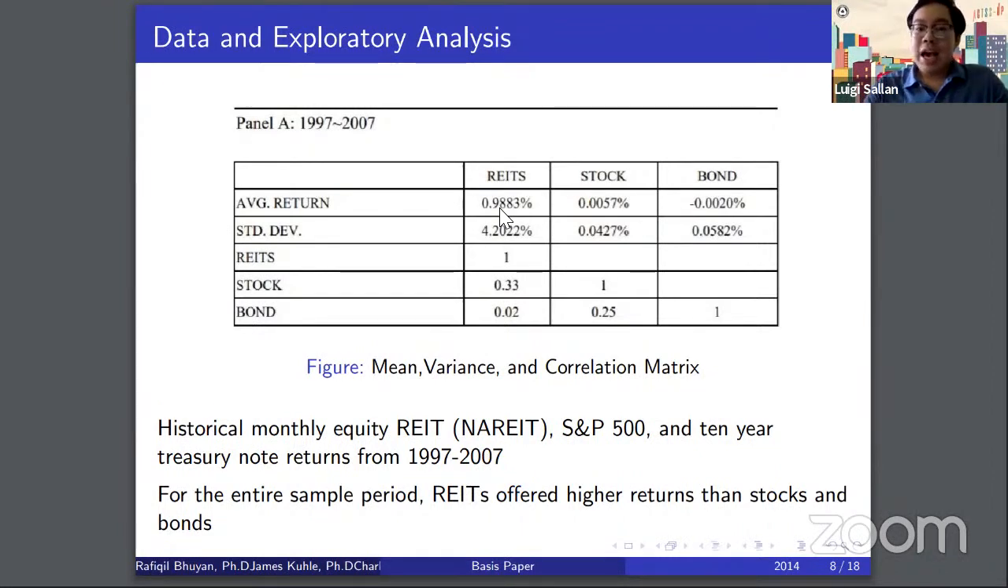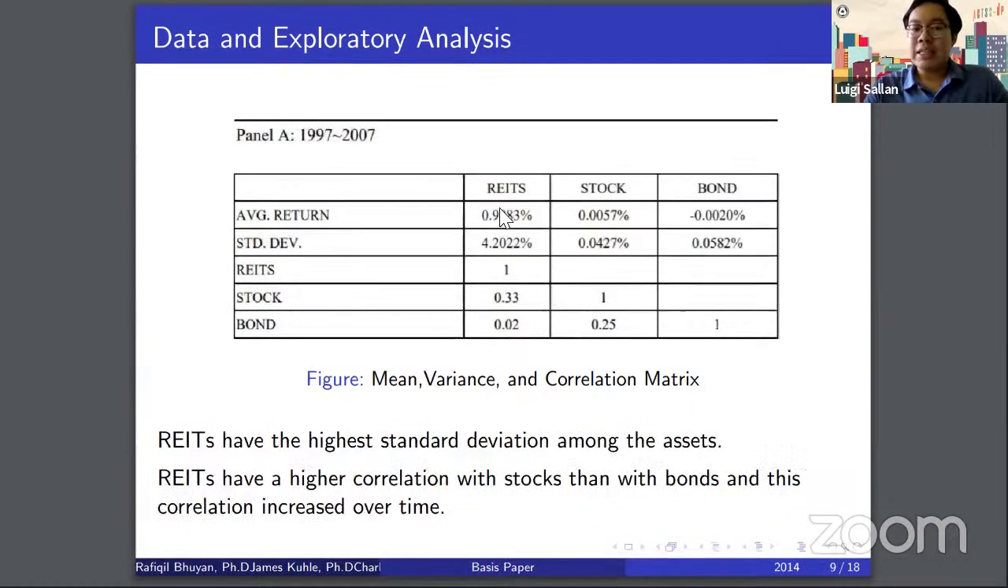As we move on to the other statistics, we see that REITs have the highest standard deviation among the assets. Now, that kind of rejects the second claim to fame of REITs, that they're supposed to be less risky than other assets. And then REITs have higher correlations with stocks than with bonds, which could signify decent diversification potential. But we note that this correlation increased over time.